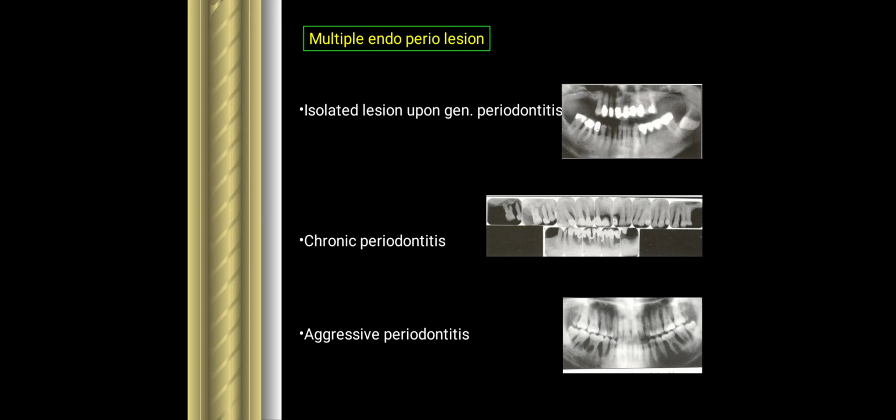Multiple endo-perio lesions: isolated lesions upon generalized periodontitis. In the OPG, we can see the generalized periodontitis there. Chronic periodontitis, aggressive periodontitis.